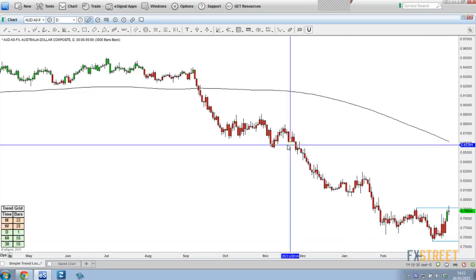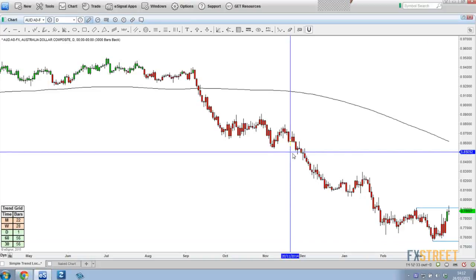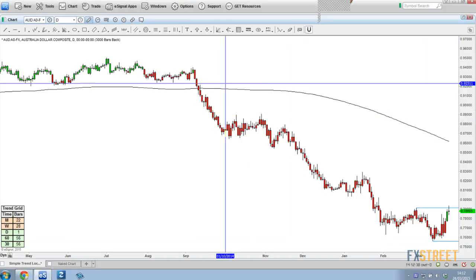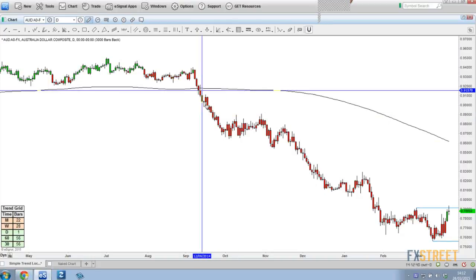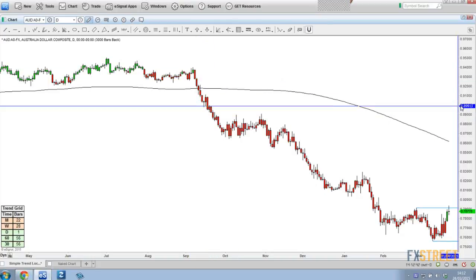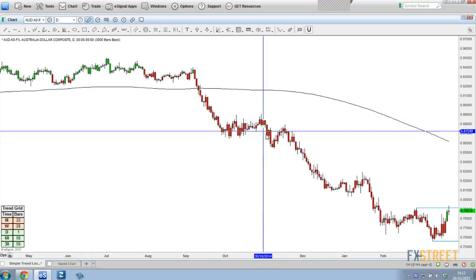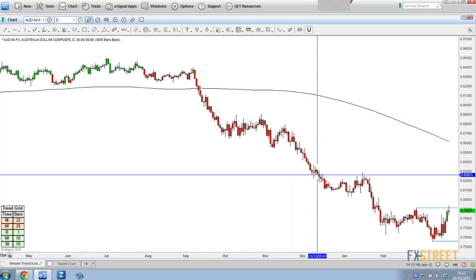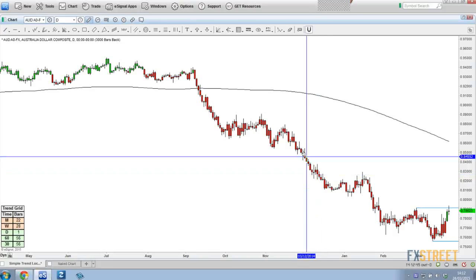Now, I've had positions running since November. Okay, so when price broke below 0.90, then we had this area of consolidation. This is where I got triggered into my first position, and I now have several compounds running. And I've managed to hold these compounds through all of these consolidation areas.